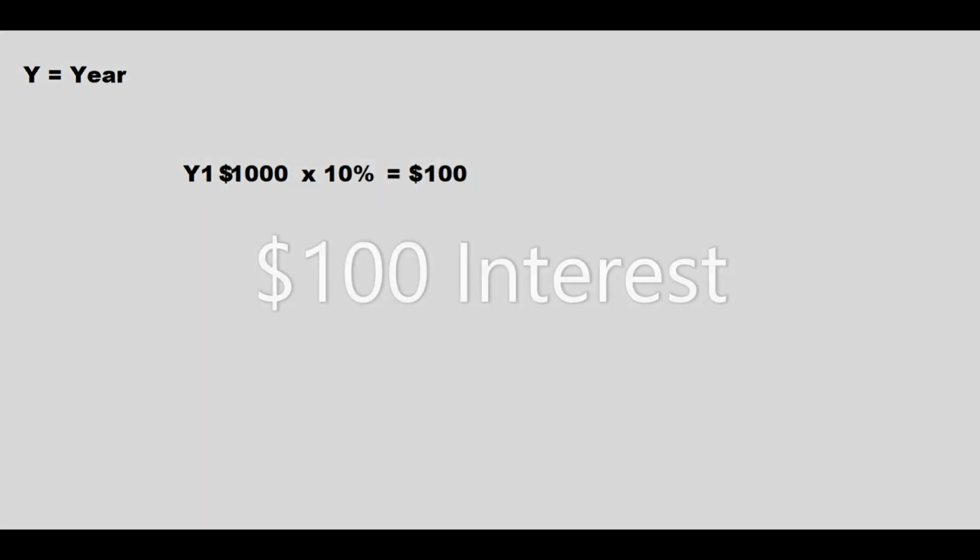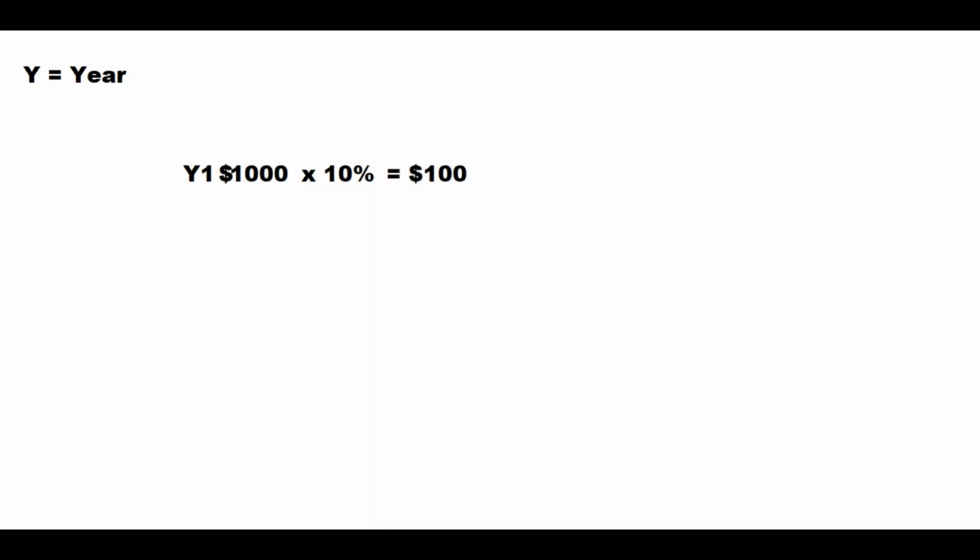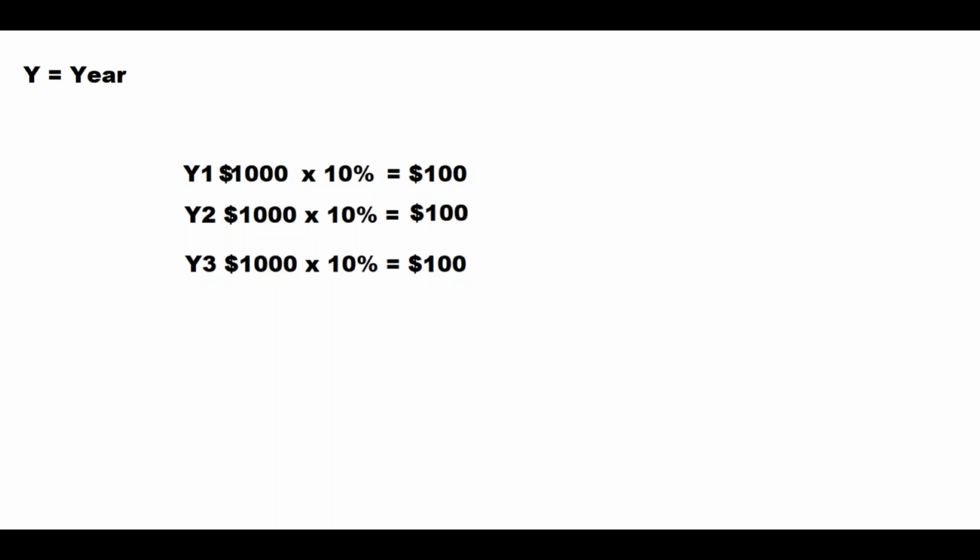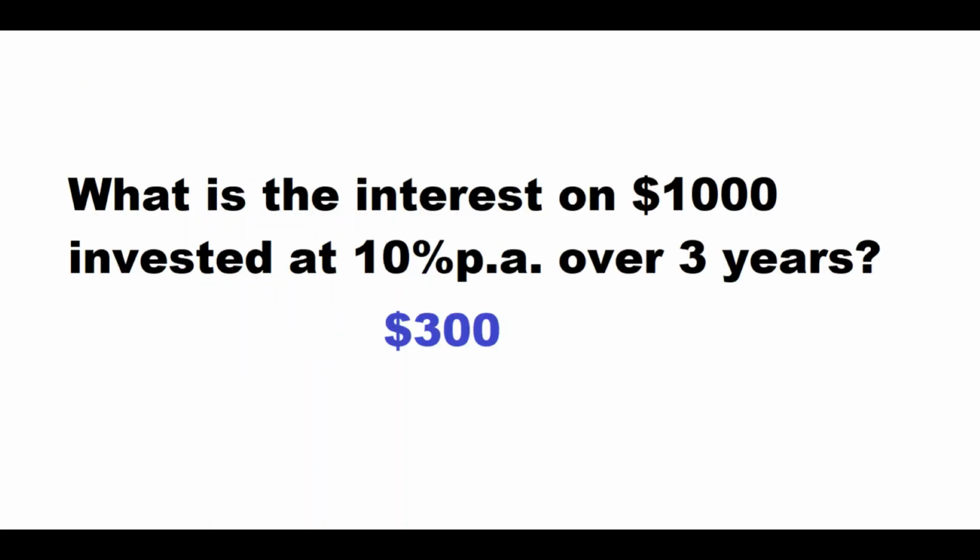I'll lay it out for you. So, in the first year of the investment, we're going to get $1,000 times 10%, because 10% is the rate of interest, and we're going to get $100 interest. In the second year, we're going to do the same thing, $1,000 times 10%, and we're going to get another $100. And we do the exact same thing for the third year, getting us another $100. In total, if we add up all of those $100, we're going to get $300. And that's the answer. $300 is the interest.